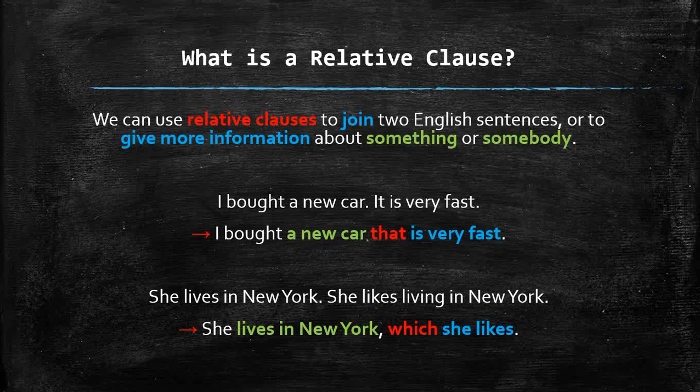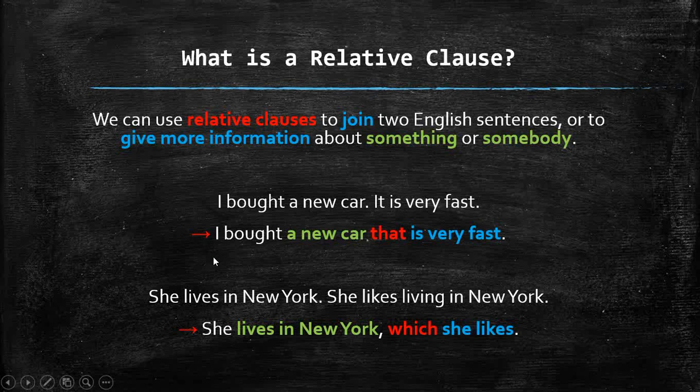Here we have two separated sentences, two separated ideas. The first one, I bought a new car, and they are separated by a period. And the second one, it is very fast. Here they are not together, they are not mixed in one sentence. Now, what we are going to do is join them with a relative clause.